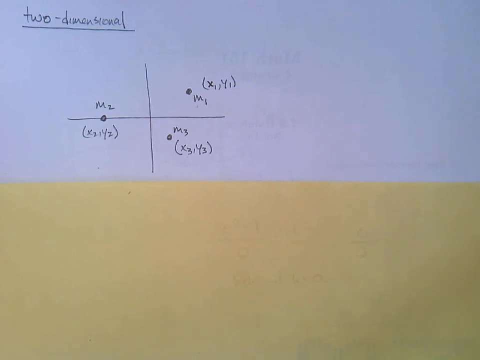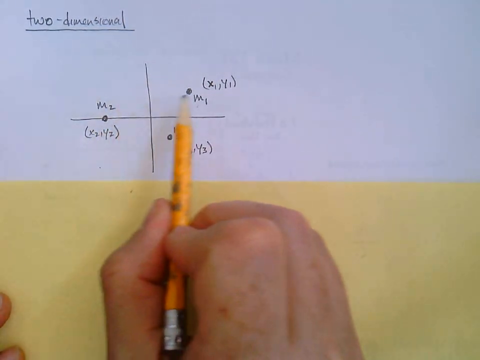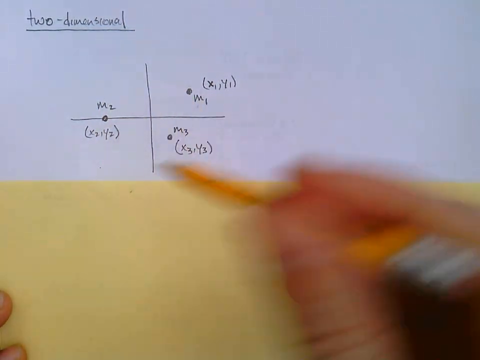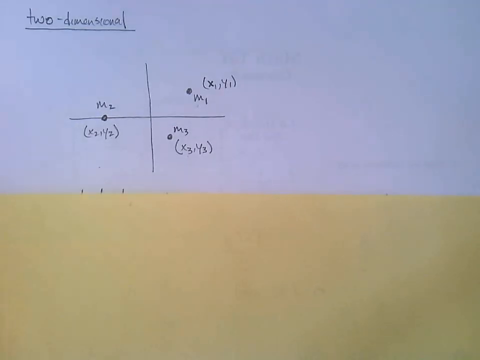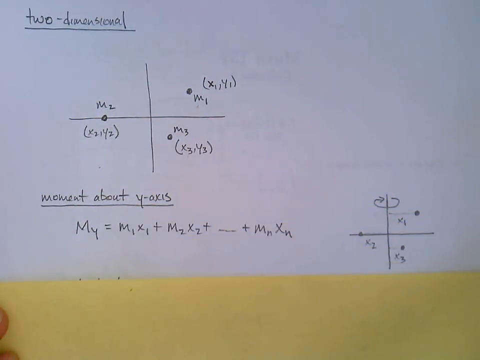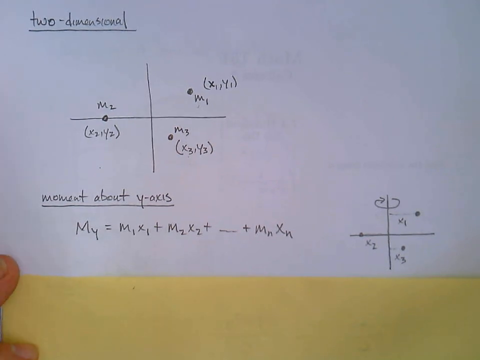How are we going to go about calculating a moment in this case? Well, it turns out there's actually two moments. We think of the moment about the y-axis and the moment about the x-axis. So we'll get some kind of rotation horizontally, and we might have some kind of rotation vertically. So let's talk about each one of those. Let's start with the moment about the y-axis.